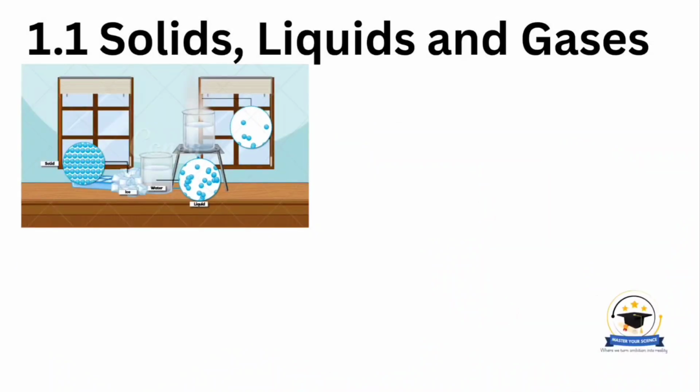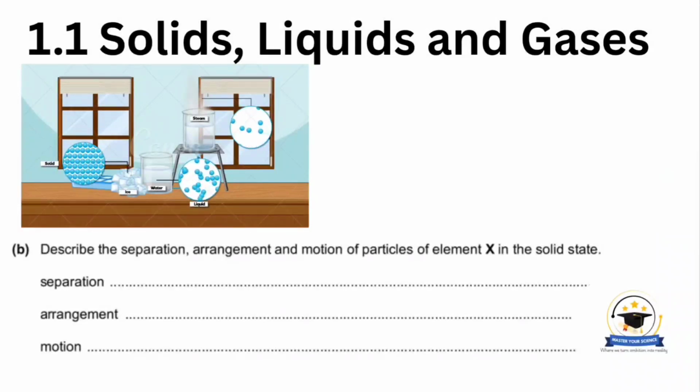Let's take a look at this question from the IGCSE specimen paper. It says, describe the separation, arrangement, and motion of particles of element X in the solid state. Note that we do not need to know what X is in order to answer this question. It is sufficient to know that it is in solid state.